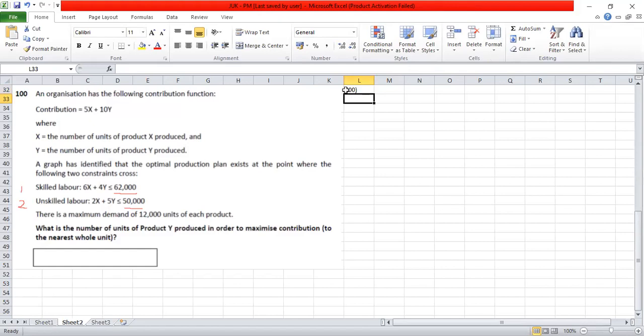We have two constraints. Constraint number one, the first one, is given as 6x plus 4y is less than or equal to 62,000. There are two options, either less or equal to. So first let's equate them and make it equal to 62,000. Similarly, we have the second constraint which is 2x plus 5y is equal to 50,000. Do you see that? So we have first equated them. These are two simultaneous equations.